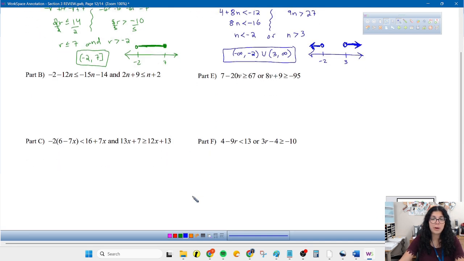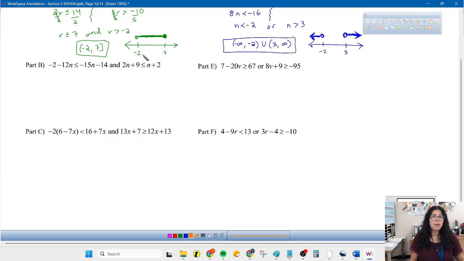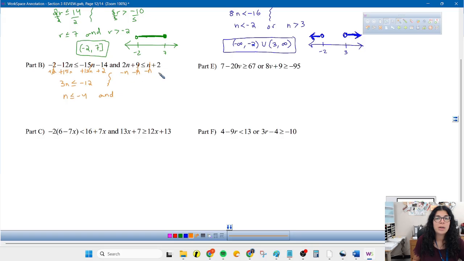All right, let's move on to part B. For the inequality on the left, we can start by adding 15n and adding 2. This gives us 3n is less than or equal to -12. And then divide by 3 on both sides, n is less than or equal to -4. The word in the middle here is "and". Then on the inequality on the right, subtract n on both sides, subtract 9. We get that n has to be less than or equal to -7.